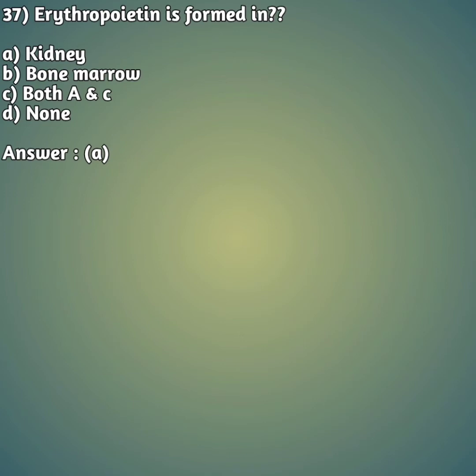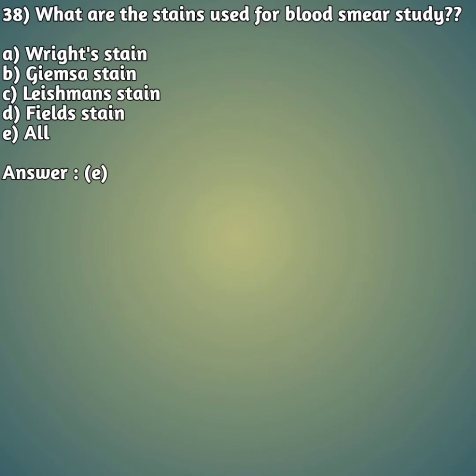Moving on to our 38th question. What are the stains used for blood smear study? Option A Wright stain, option B Giemsa stain, option C Leishman stain, option D Field stain, and option E all. What are the different kinds of stain used for the blood smear study? The answer is E, all. These are all the different kinds of stain we use for our blood smear study.